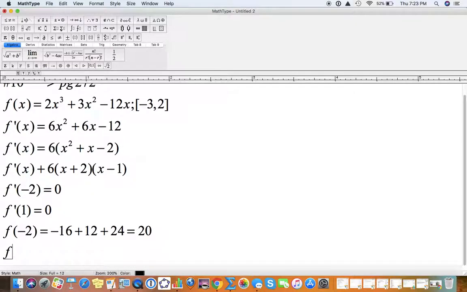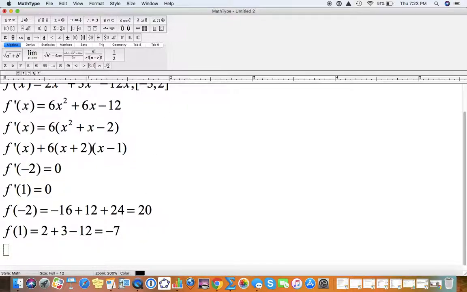I'm going to do the same thing for 1. 1 cubed times 2 is 2. 1 squared times 3 is 3. 1 times -12 is -12. And we end up with -7. So we know that this is a relative extrema, and we know that this is a relative extrema. I'm going to guess this is a max and this is a min. We need to check our endpoints to determine if their values are less or more than our existing extrema.